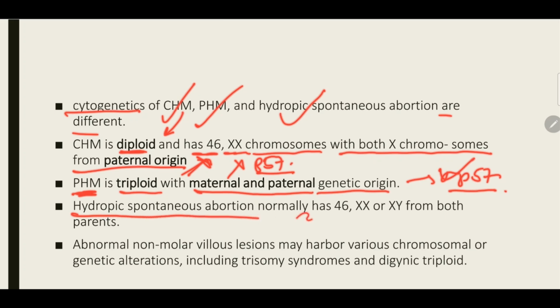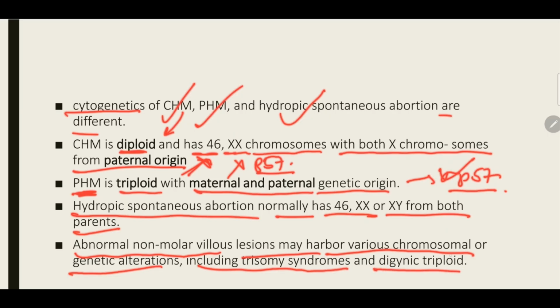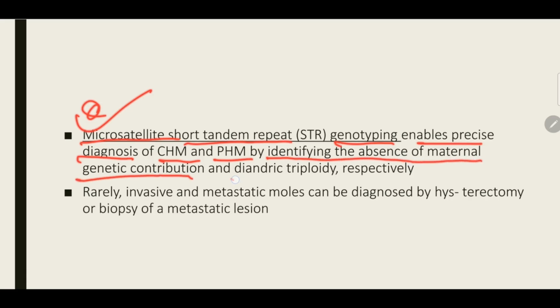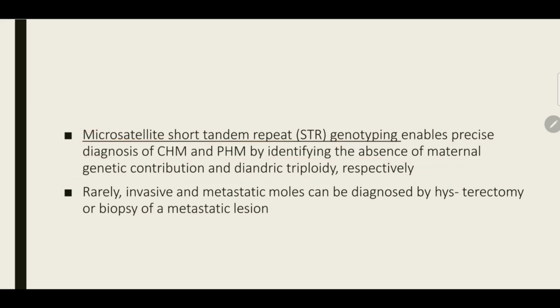Hydropic spontaneous abortion normally has 46 XX or XY from both parents. Abnormal non-molar villus lesions may harbor various chromosomal or genetic alterations, including trisomy syndromes and triploidy. Microsatellite short tandem repeat genotyping enables precise diagnosis of complete and partial hydatidiform mole by identifying the absence of maternal genetic contribution and diandric triploidy, respectively. So in complete hydatidiform mole, there will be absence of maternal genetic contribution.